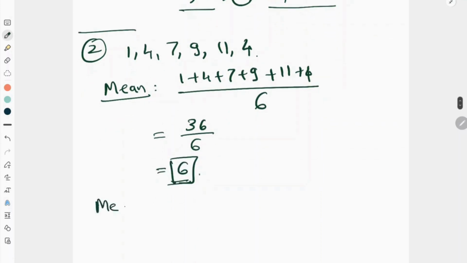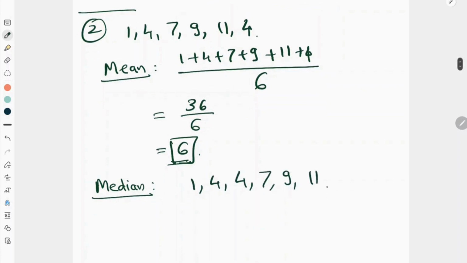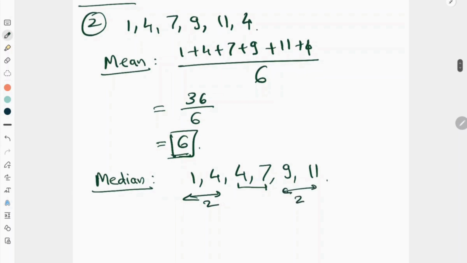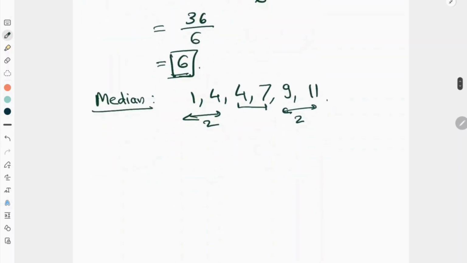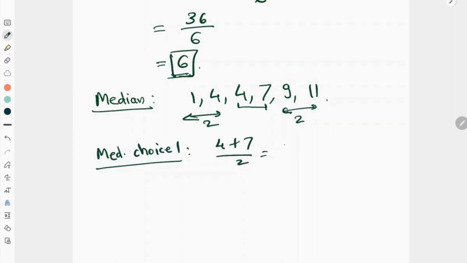Let's talk about the median. So let's sort these numbers: 1, 4, 4, 7, 9, 11. Now there is no center number here. There are two numbers in the middle, with two numbers to their left and two numbers to their right. So which one do I take as the median? There are three choices, as I mentioned. Median, choice 1, is 4 plus 7 divided by 2, which will be 5.5.